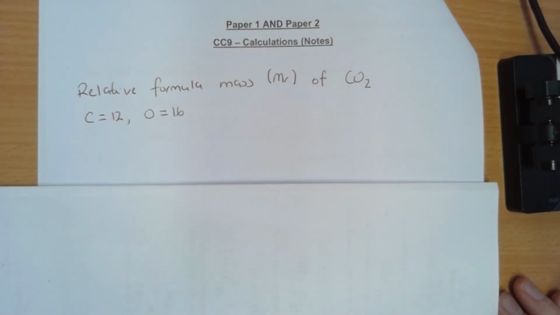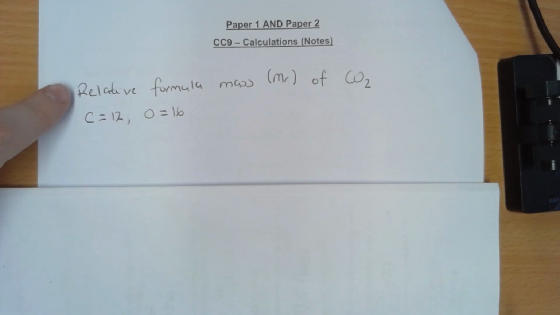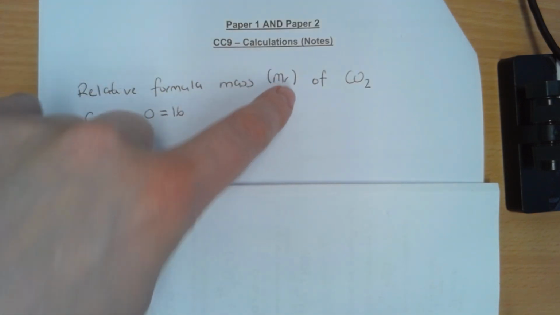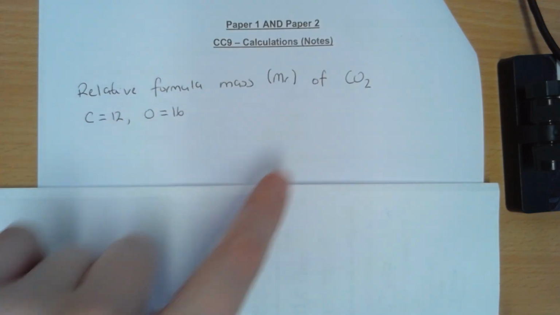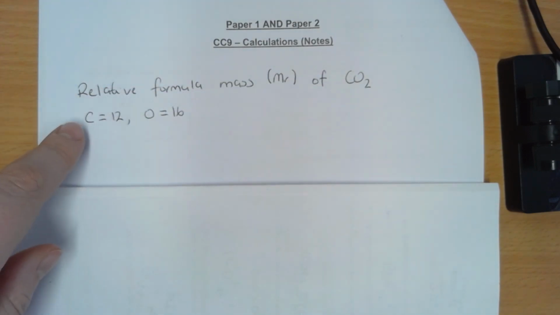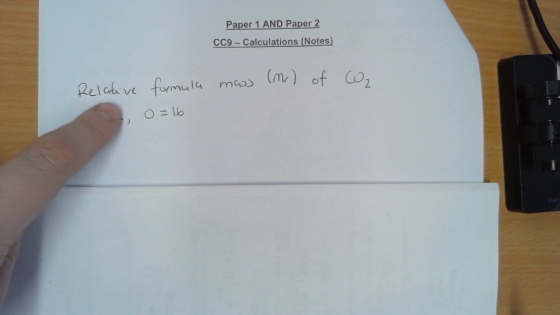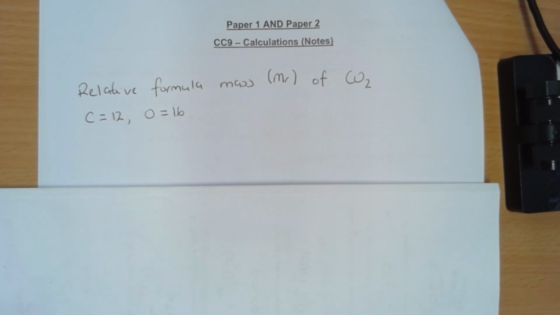Right, calculations. These are absolutely guaranteed to come up, but there aren't that many of them. First one, relative formula mass, which is called Mr. So relative formula mass of CO2. They'll give you, in brackets, numbers next to the atom. So C is the number 12, O is the number 16.